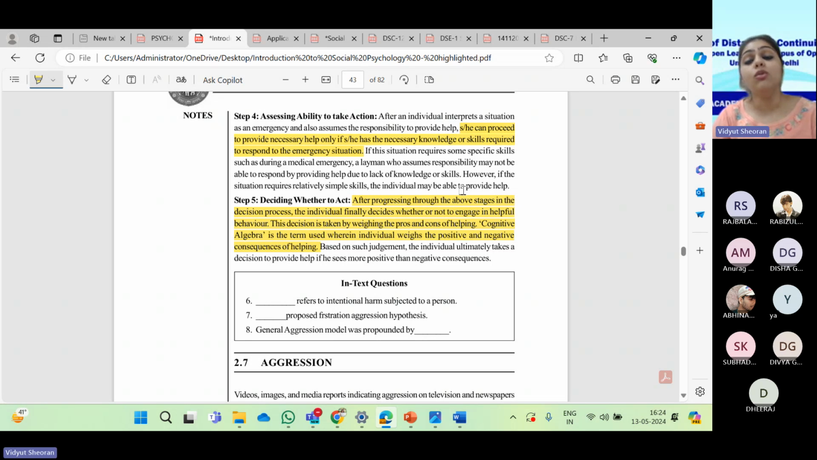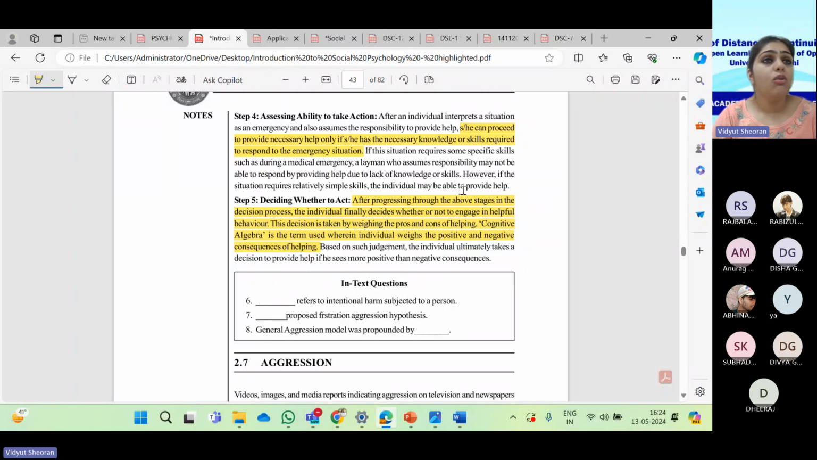So deciding whether to act, this is a major situation, the last stage and the most deciding stage. After considering everything, that who will help, whether I have the skill to help or not, even after I have attended to the situation, the main thing is whether I want to help or not. Everyone does not have that diamond heart.